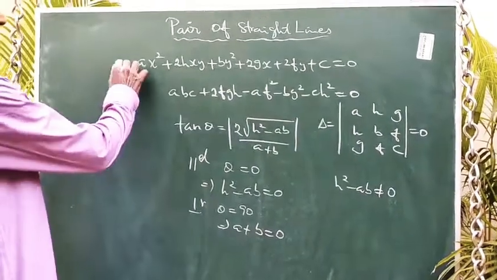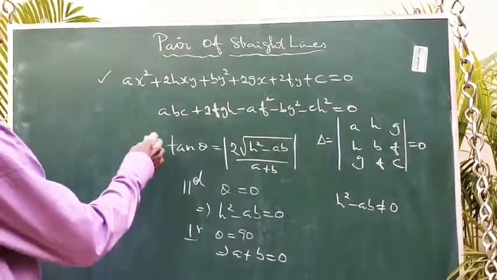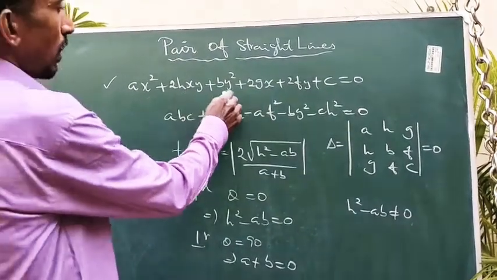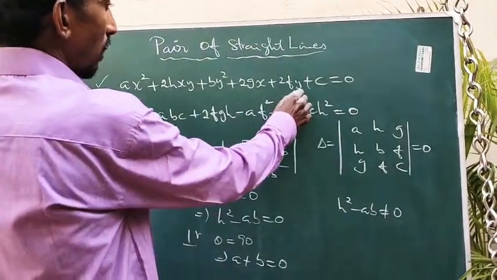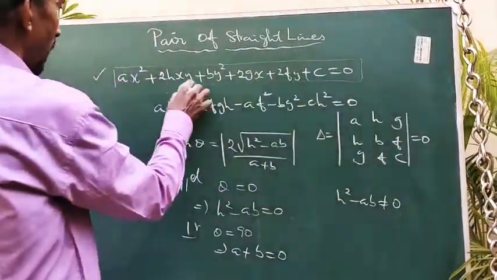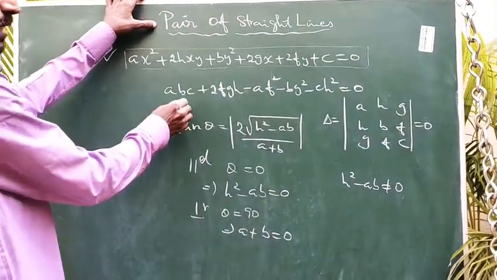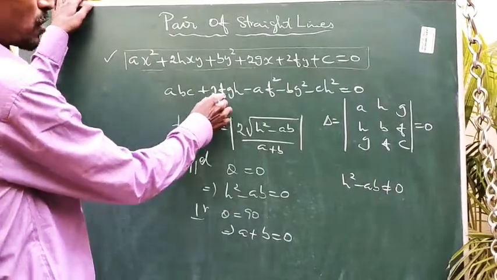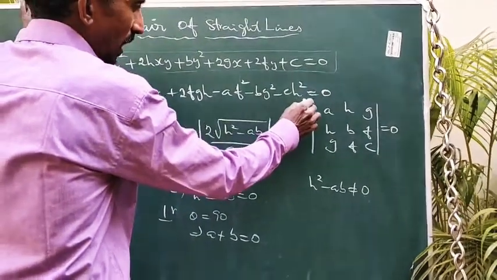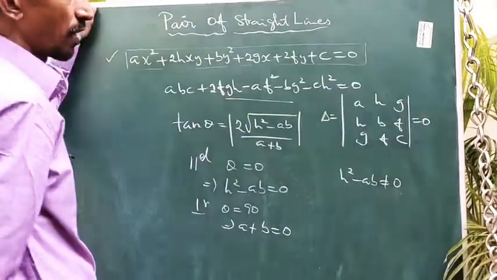So look at the general second degree equation with two variables x and y: ax² + 2hxy + by² + 2gx + 2fy + c = 0. This general equation of a conic represents a pair of straight lines if it satisfies the condition abc + 2fgh - af² - bg² - ch² = 0, or we can write this condition in the determinant form.